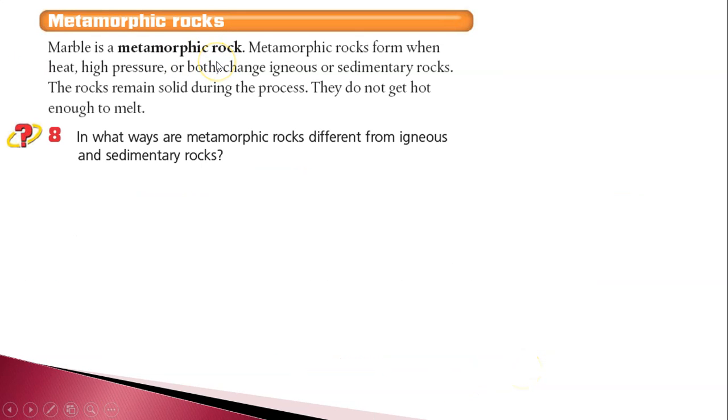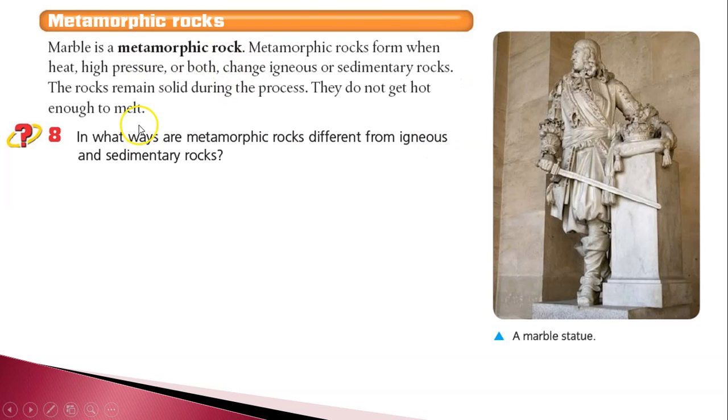Now let us learn how metamorphic rocks are formed. As you know, marble is a metamorphic rock. Metamorphic rocks form when heat, high pressure, or both change igneous or sedimentary rocks. The rocks remain solid during the process. They do not get hot enough to melt. This is a statue made of marble.